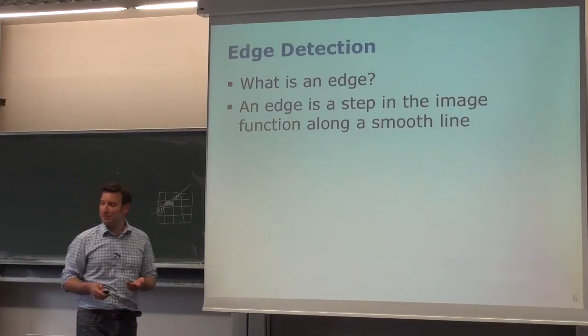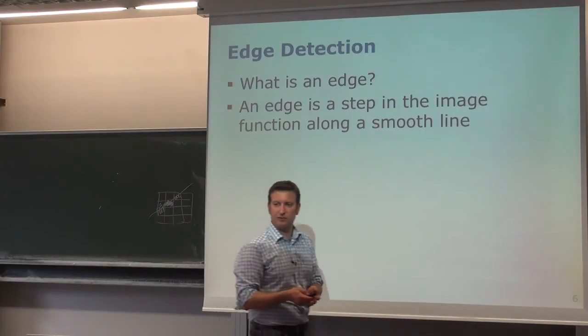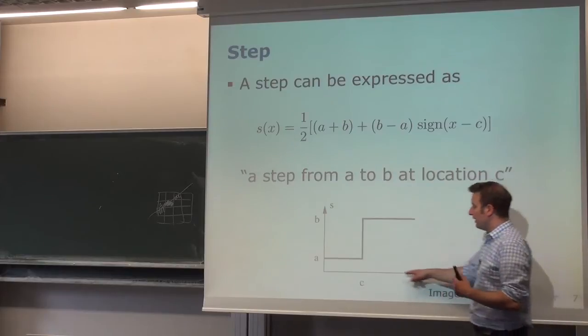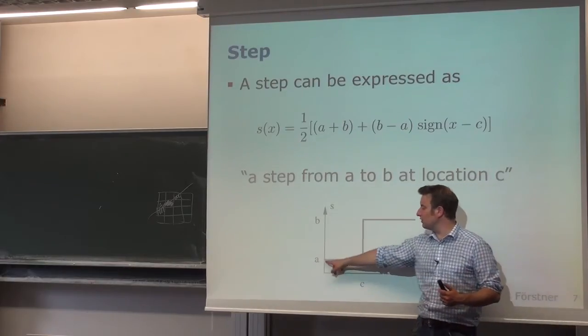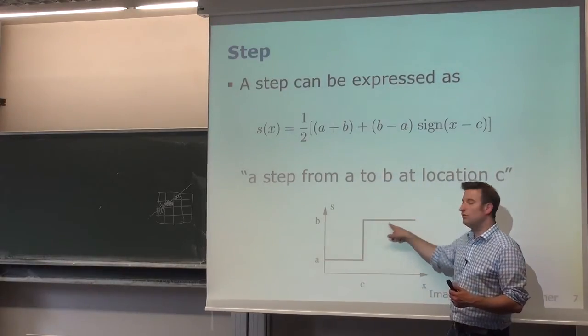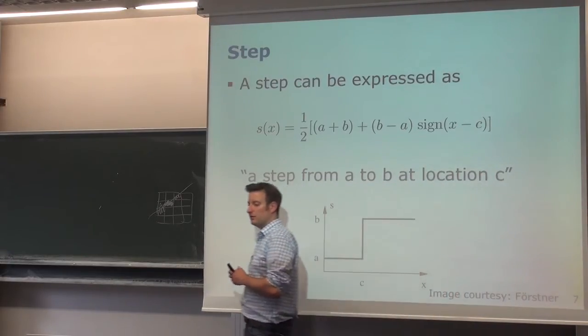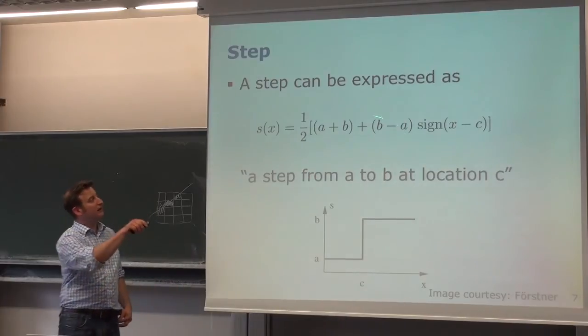How do we express a step? Simply using a step function. So we just, again, go back to 1D and want to express a step at a location C going from the intensity value A to the intensity value B. We can express this with a step function like this. We can actually write that down in exactly this form.